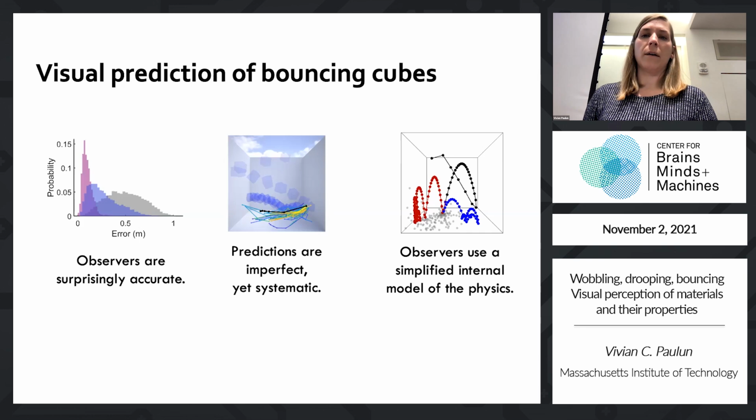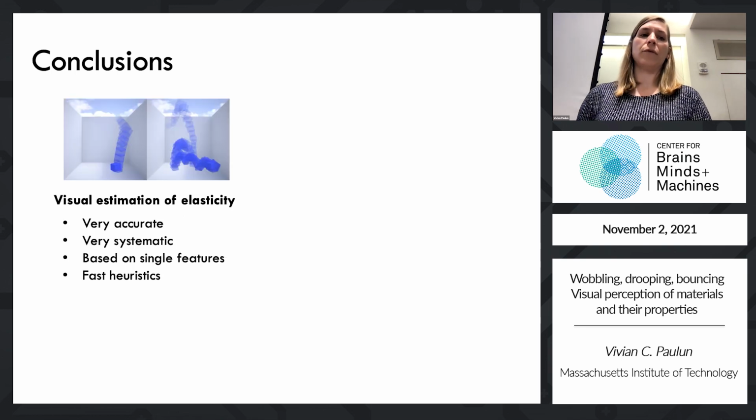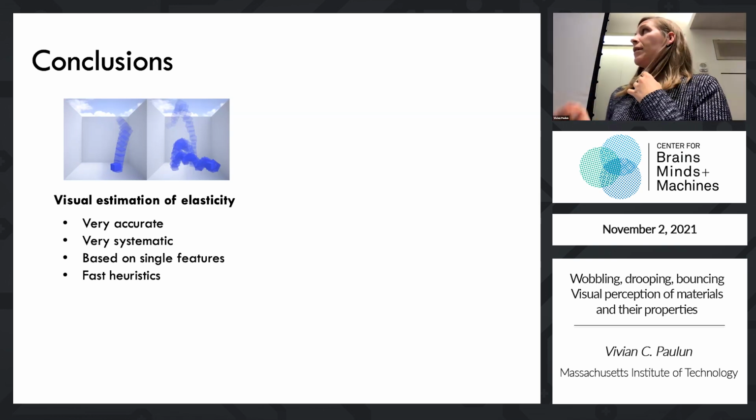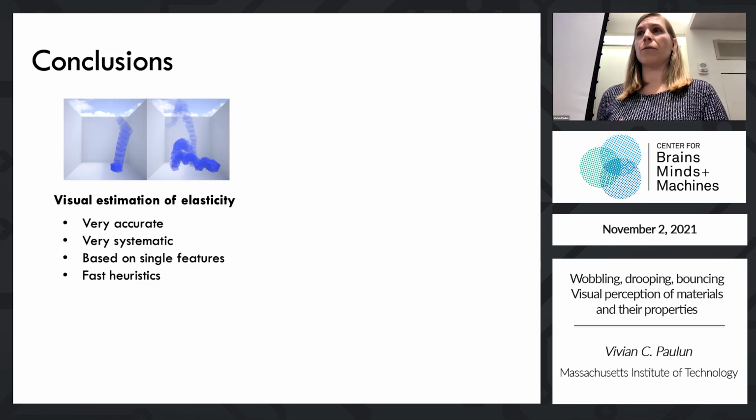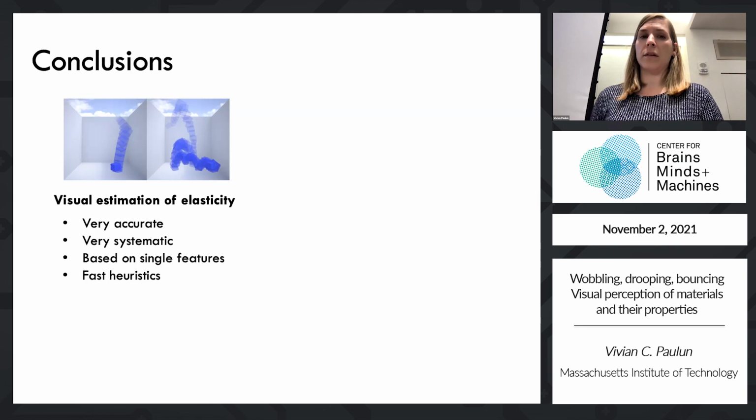And to bring both of these studies that I talked to you about today together, we found that observers are very accurate and very systematic in visually estimating the elasticity. Their estimates seem to be based on single features, and they can flexibly switch to new features if the information is not available anymore. So this is more an approach of using fast heuristics.